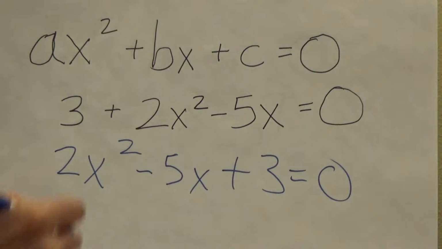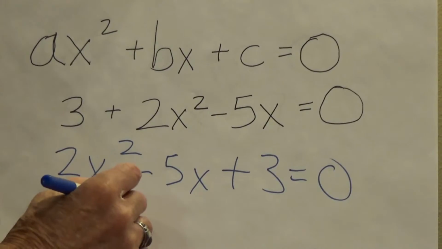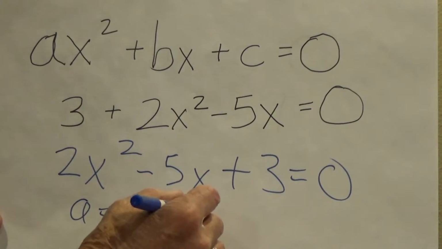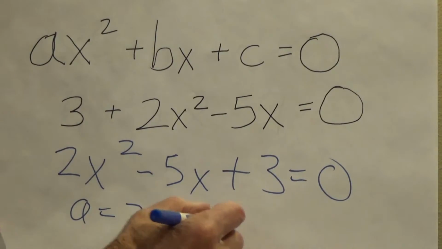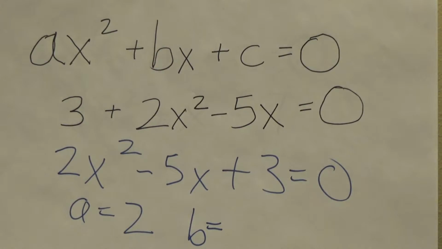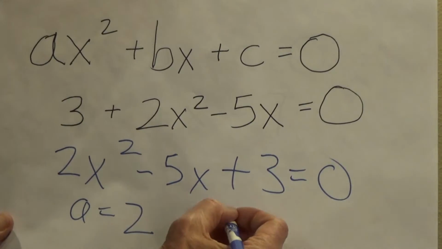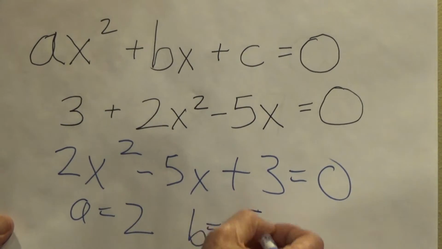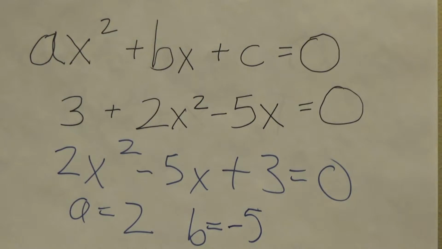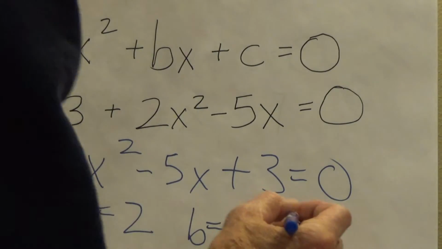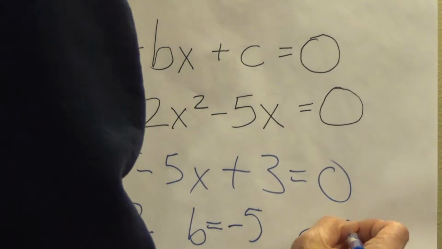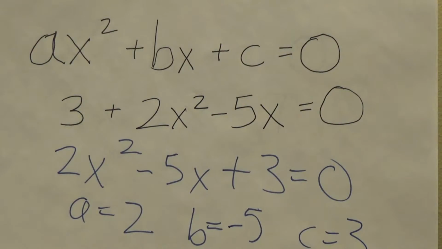What is A? A equals 2. Now, what is B? B is not exactly 5. B is negative 5. That's important. It's important to know what the sign is. So B is not 5, B is negative 5. And then we have C. C is 3.